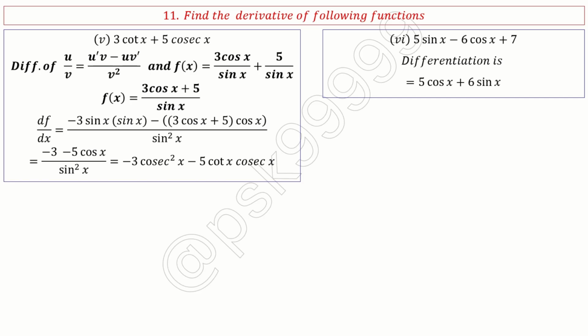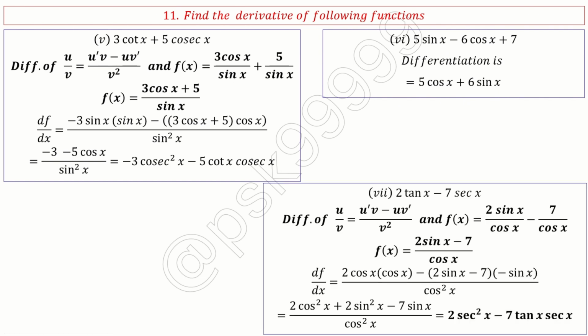5 sin x minus 6 cos x plus 7. Differentiation is straightforward. 5 into sin x differentiation is cos x, correct? So 5 cos x minus 6 into cos x differentiation, which is minus sin x. So minus 6 into minus sin x is plus 6 sin x. And constant term differentiation is 0. So this is the answer. This is how you should write it straightforward, by remembering the standard differentiations and then directly doing it.